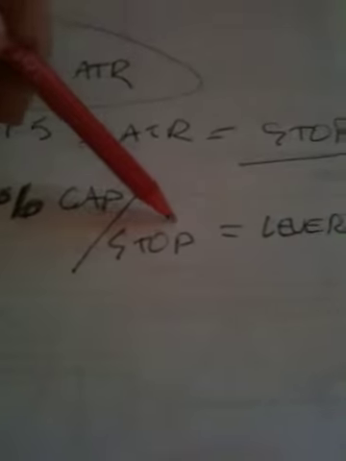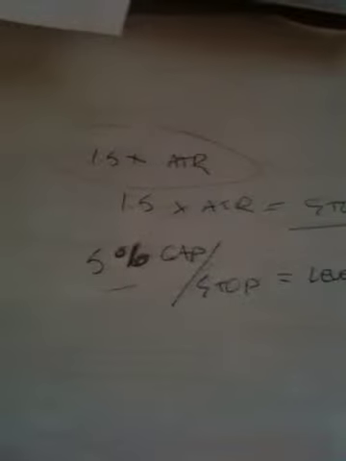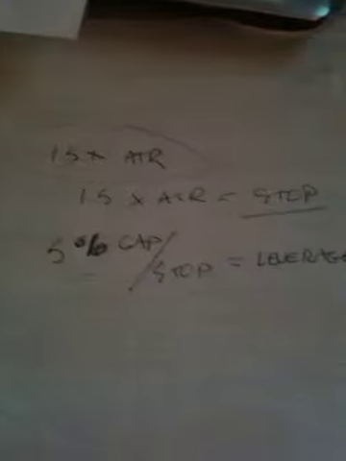Like if I'm going to manage risk and position size my trades, I'm going to use a 1.5 times average true range as my stop, and then I'm just going to take 5% of my capital, divide it by the average true range, times it by 1.5, and that will give my leverage. So that's how I'm going to manage risk. 5% position sizing with a 1.5 times ATR stop.